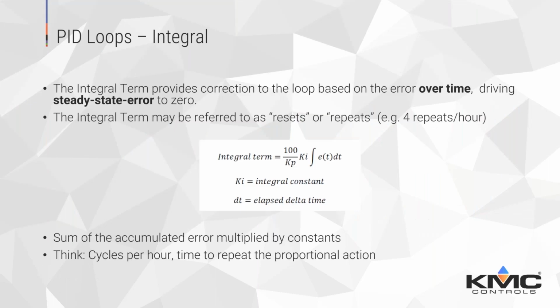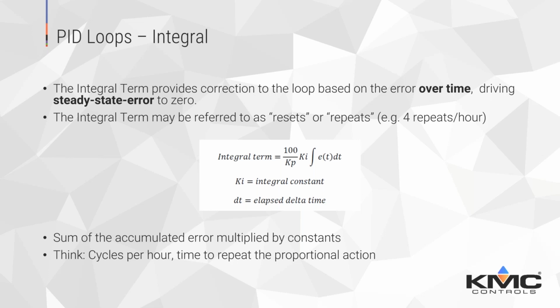Moving to integral then, the integral term provides a correction that is based on the error over time. In effect, this should drive the steady state error to 0. If I'm using just proportional control, say my loop output got to that 50% and I'm maintaining a temperature to like 1 degree against my set point, the loop's just going to stay there, because again, it takes some error to prop up that proportional band.